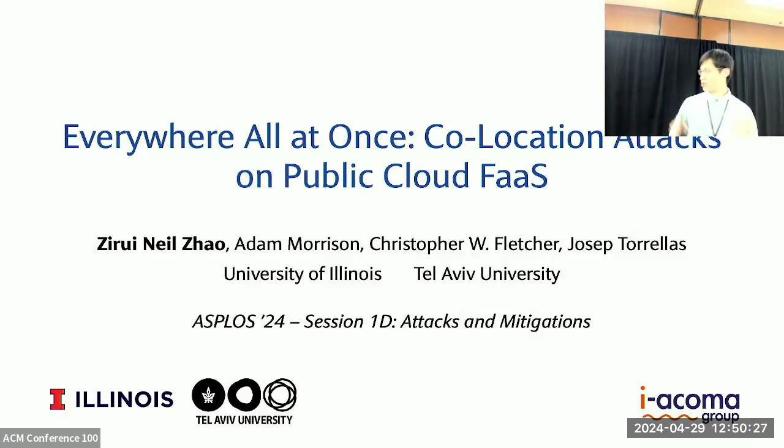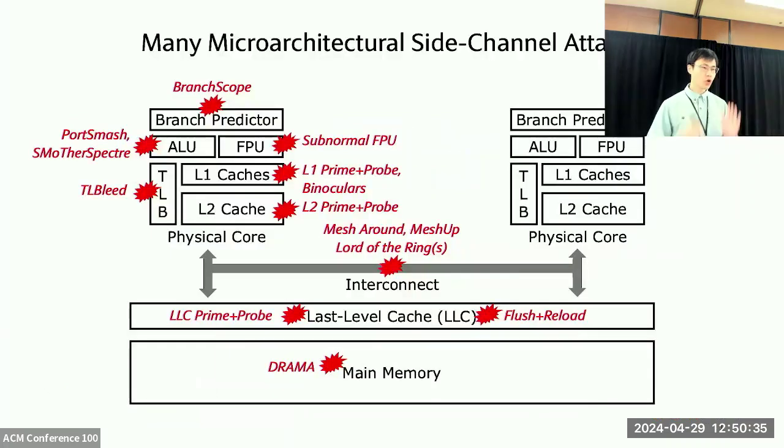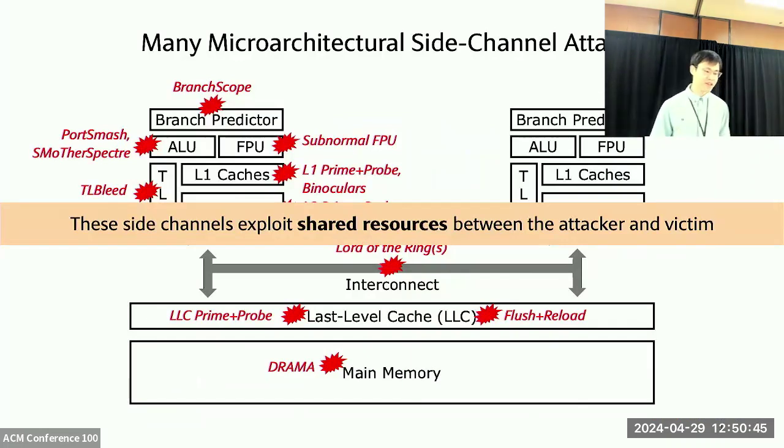I'm very happy to be here to present our paper called Everywhere All at Once, Co-location Attacks on Public Cloud FaaS. Microarchitectural side channel attacks have been around for a long time, and they are practically everywhere in a modern processor. Fundamentally, these attacks exploit the shared resources between the attacker and the victim.